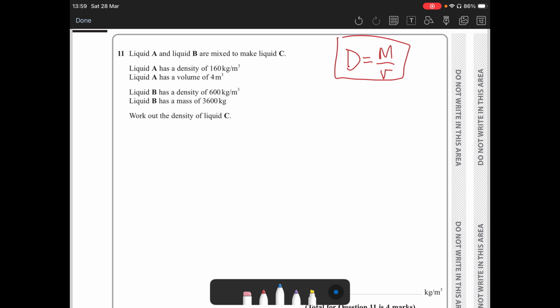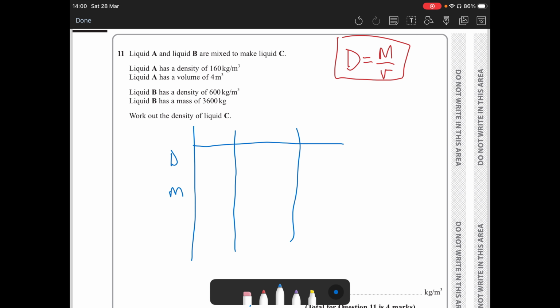But anyway, back to the question. Any question where you've got multiple densities or multiple speeds, the first thing you'll do is give yourself a nice table. In my table, I'm going to break into speed, no, not speed, what am I talking about? Density, mass, and volume. I'd usually use a ruler, and probably do it slightly smaller in a real exam. So your table looks something like this.